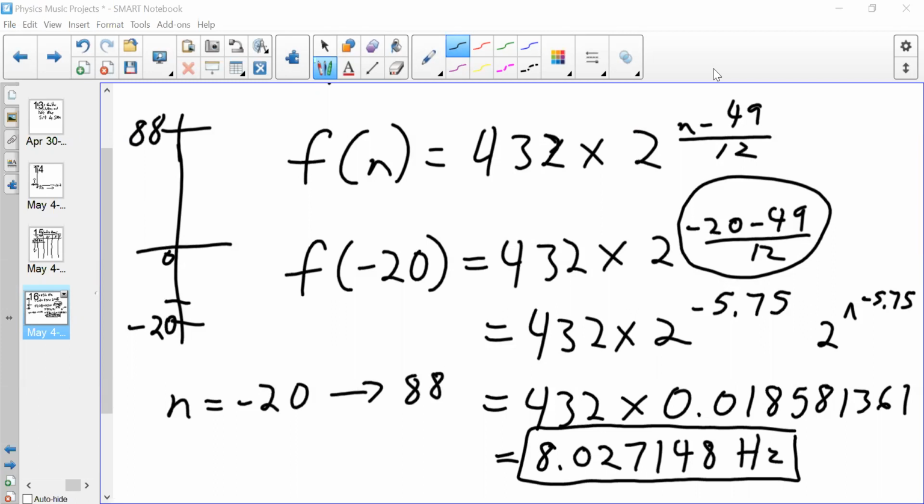Mr. Kelly. Yeah. Did you say the frequency will change when we get to 0, or will it stay the same, the 432? All the frequencies will be different. No, sorry, not the frequency. The whole process will be the same throughout until 88. We're only changing the n, right? The n value. Right. Okay, got it. Yeah.